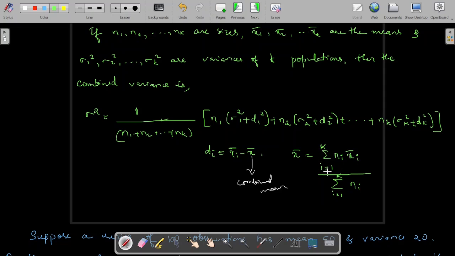So the combined mean is calculated like this: summation i equal to 1 to k of ni into xi bar, divided by summation i equal to 1 to k of ni, the sum of the sizes of all the k populations. Here xi bar is the individual mean of each population. You take this sum and divide it by this, and that gives you the combined mean. So deviations are nothing but the difference of each mean from the combined mean, that is di. So d1 means x1 bar minus x bar, d2 means x2 bar minus x bar, like that. So this is the formula to find the variance of a combined series.